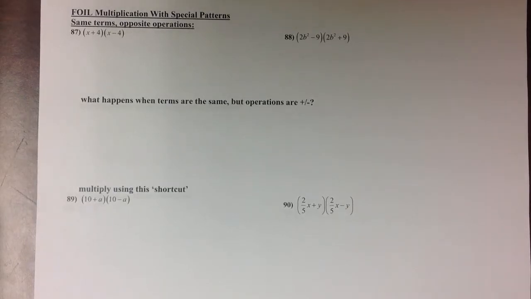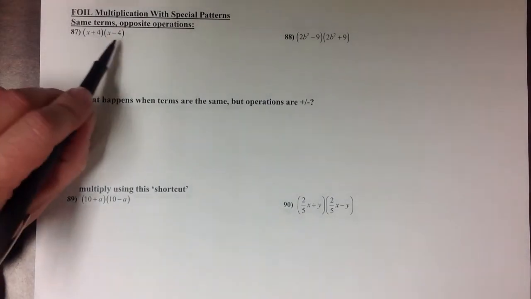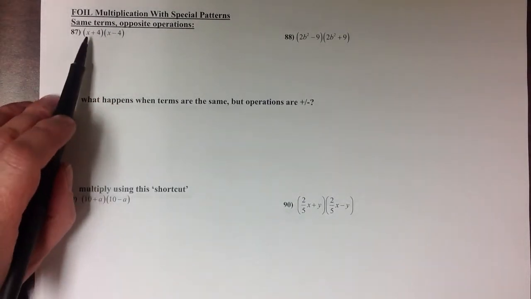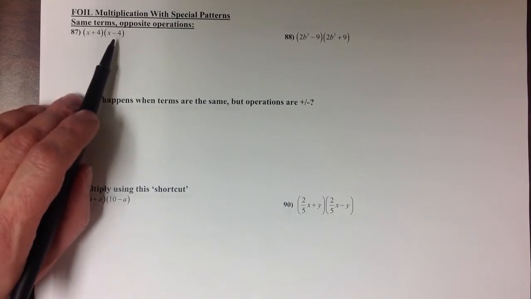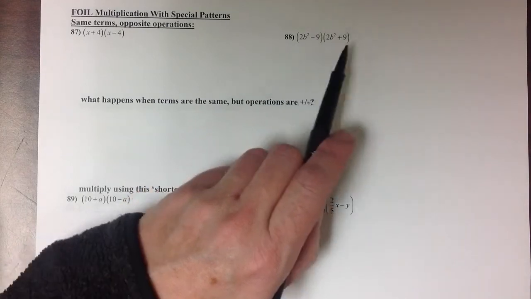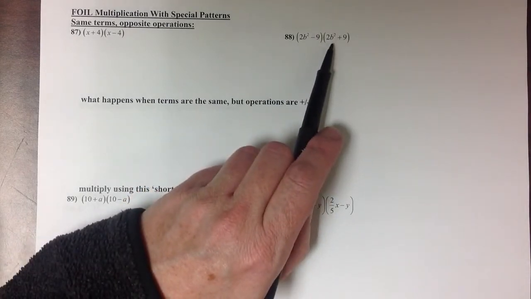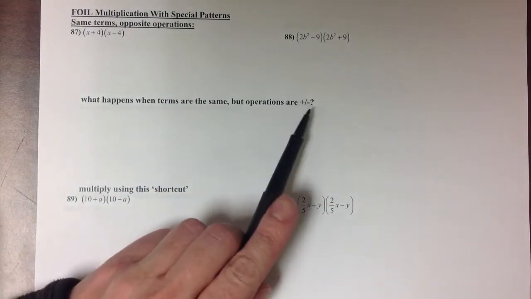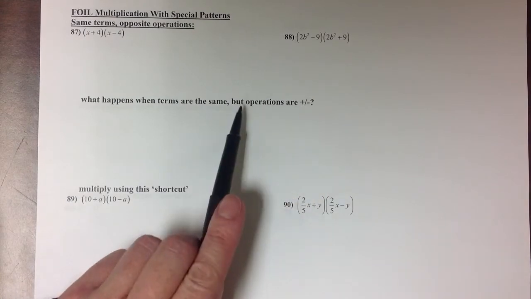As I mentioned in the last video, there's a lot of problems that we're going to see that multiply binomials, and sometimes there are some special patterns that emerge that can let you take a shortcut. So I want us to use the FOIL method to multiply x plus 4 times x minus 4, and then also 2b squared minus 9 and 2b squared plus 9, to see if we see any pattern that happens when our terms are the same.